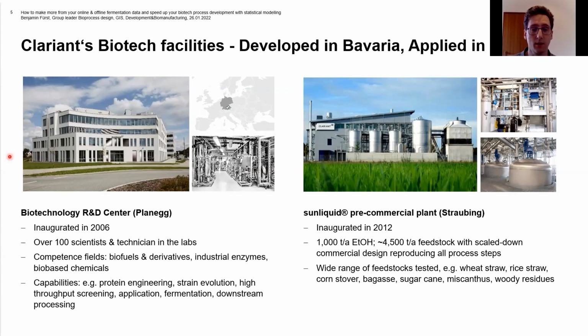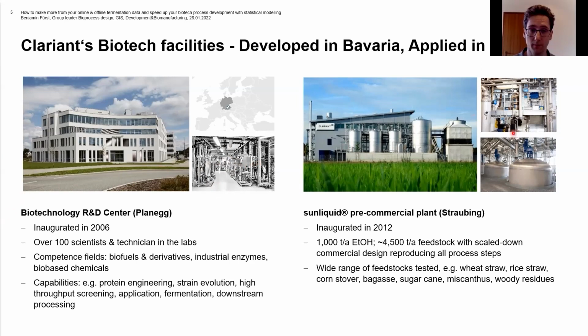The center was inaugurated in 2006, and we have over 100 scientists and technicians working there. The competence fields of Group Bio are biofuels and derivatives, Sunliquid, industrial enzymes, and bio-based chemicals. Within the Biotech R&D Center, we have all the expertise to develop new products and technologies under one roof, starting from small micro-titer plates over a shake flask up to 100-liter bioreactors. Here in the picture, you have a small peek at our technical center fermentation.